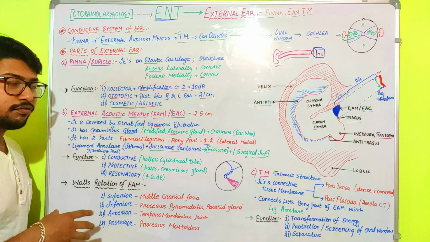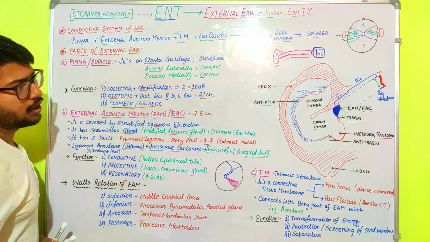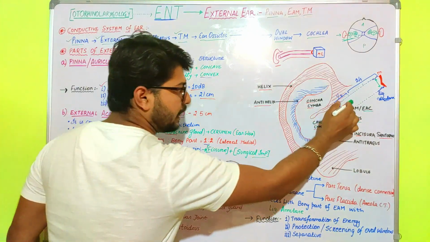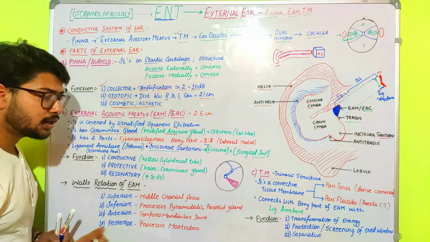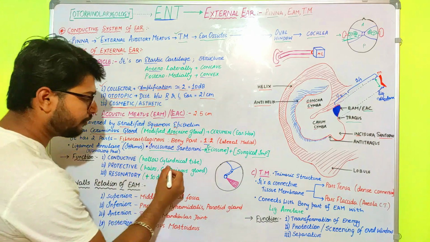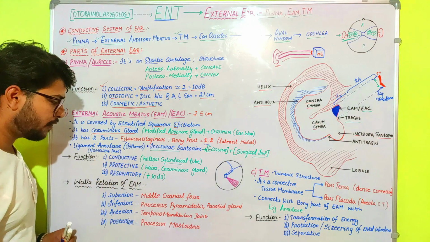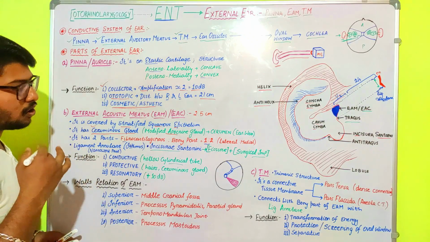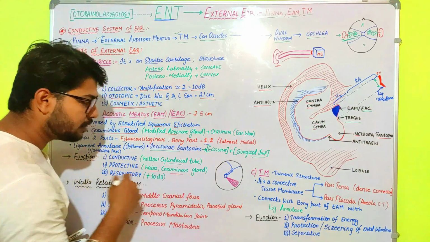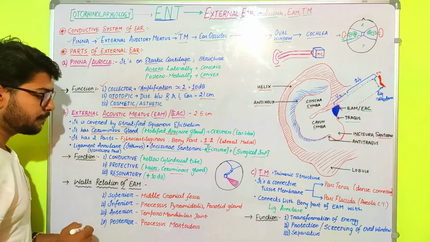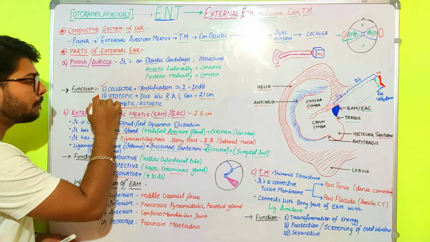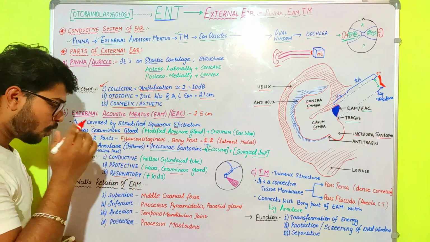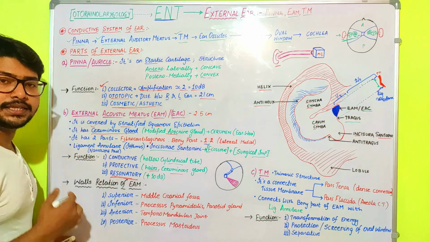Then what is the function of the external acoustic meatus? Here the pinna collects the sound waves, and next the external acoustic meatus conducts the sound waves through a hollow cylindrical tube. It helps in conduction of the sound wave. It helps in protection. How? As it has ceruminous glands, hairs and sweat glands, through that it helps in protection. And finally it is resonatory: as the pinna collects and amplifies the sound, increasing the volume, it also helps in increasing the resonance.